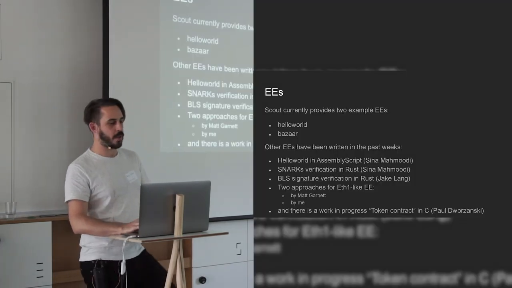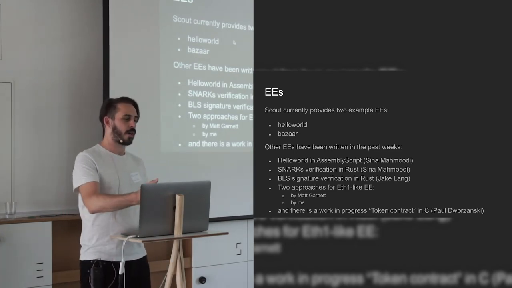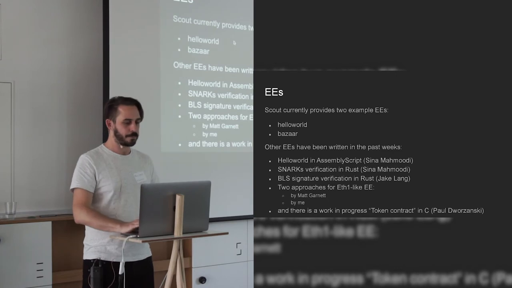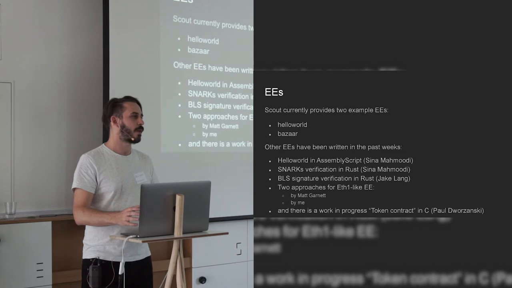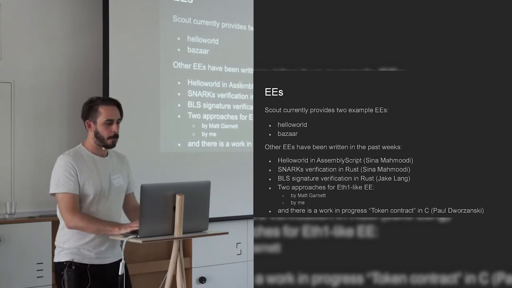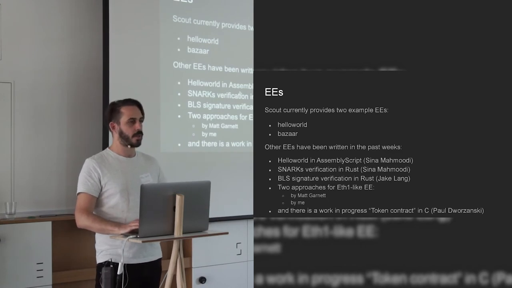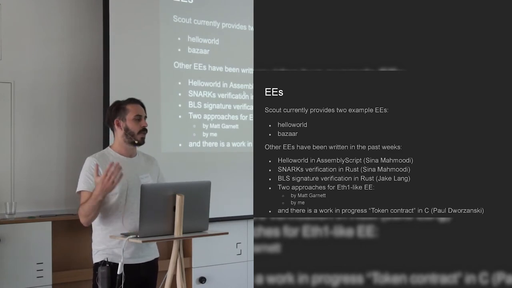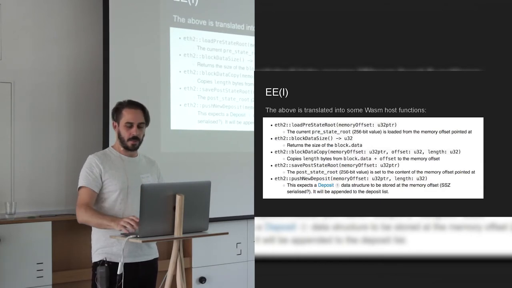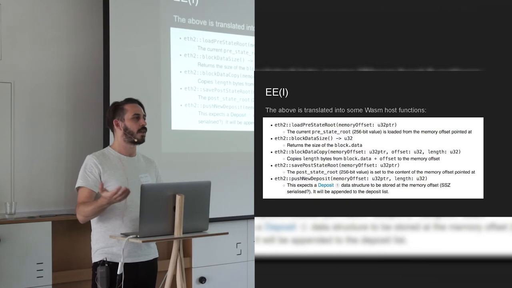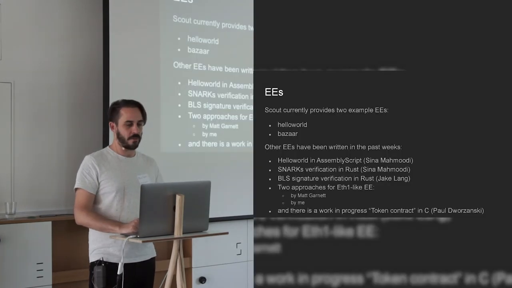Now we have in the repo today a couple of examples. We have a hello world and the bazaar example. I'm going to go into detail on them. But we also have a couple of other working examples which haven't been merged yet. The hello world and the bazaar example are written in Rust, but we also have a hello world in AssemblyScript. So the main reason we have this definition here is so that people can implement execution environments in any language suitable for WebAssembly.